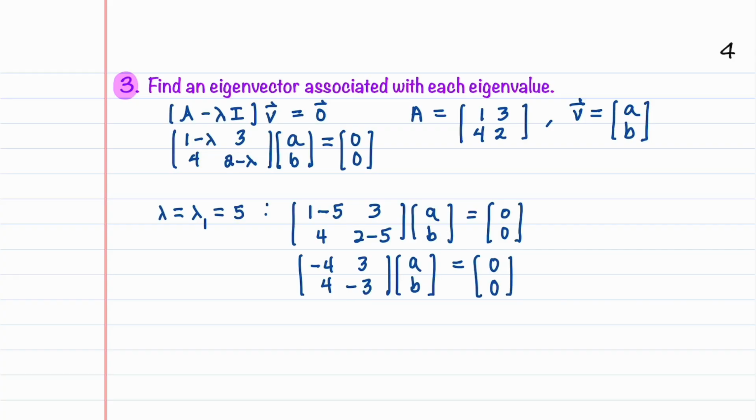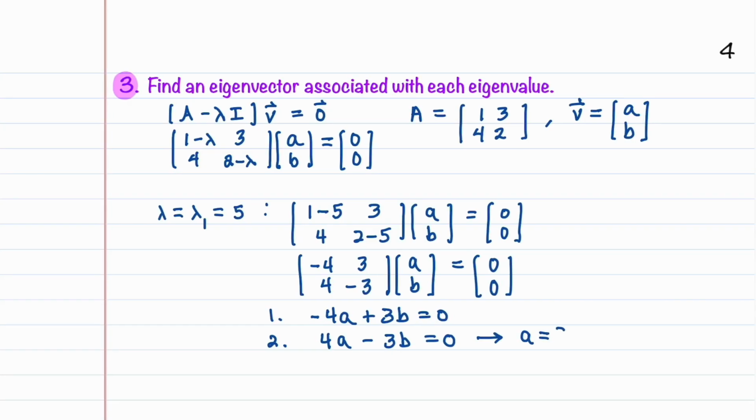You can solve this using linear algebra, but I'm going to solve it using just regular algebra in case you haven't had linear algebra yet. The system becomes minus 4a plus 3b is equal to 0. That's our first equation. And then our second equation is 4a minus 3b is equal to 0. Notice that these two equations are the same. So we're just going to solve for one of them, and we get a is equal to 3/4 times b.